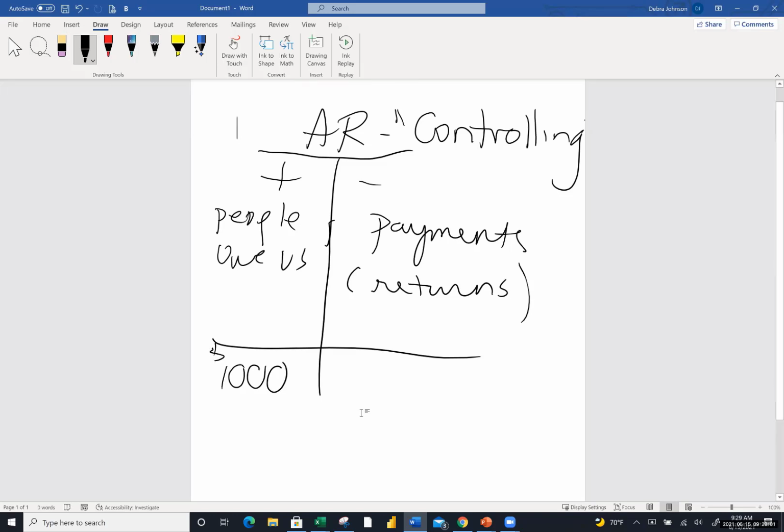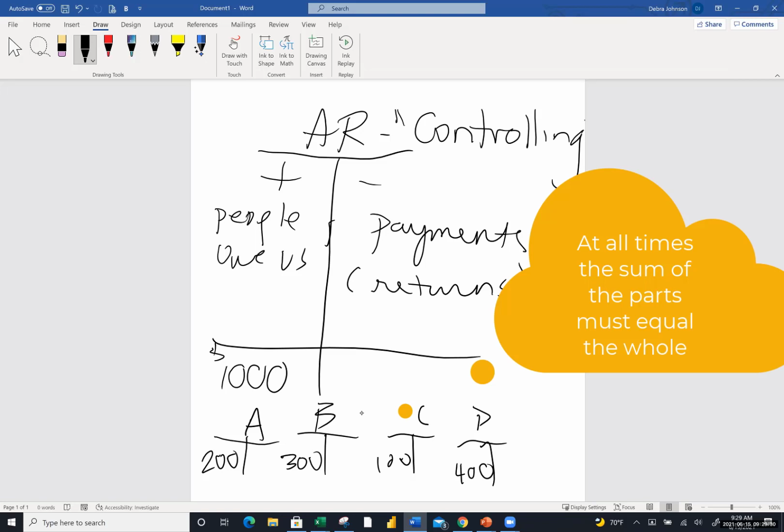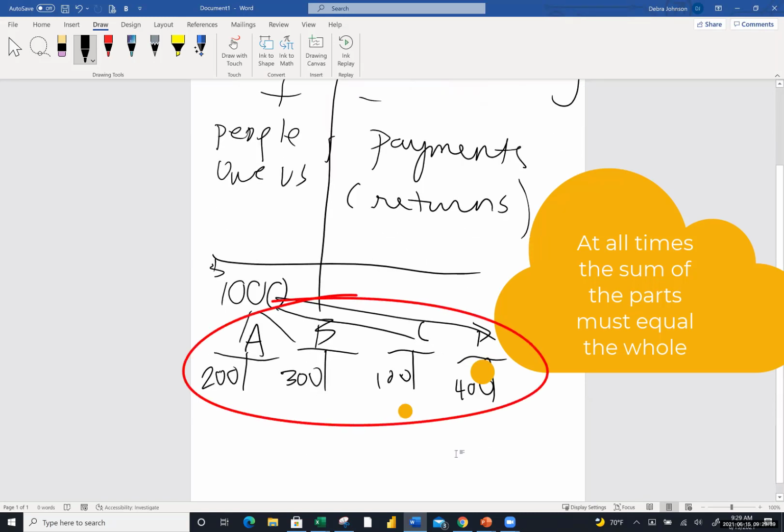What's going to happen now is that balance is now going to be supported by the subsidiary ledgers. So company A, let me put some little ledgers up here. Company A might owe us 200, and company B might owe us 300, and company C might owe us 100. Let's see, 3, 4, 5, 6. That means this last company would owe us 400. At any given point in time, that controlling balance is supported by these individual customer cards where we're keeping a running tab of what those customers owe us.